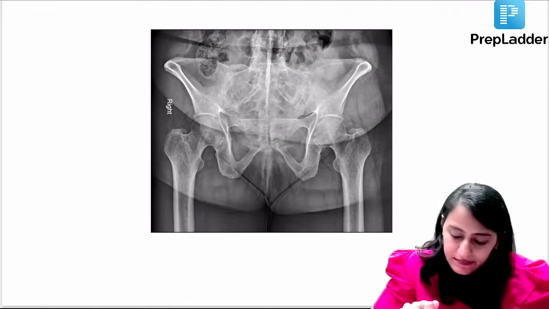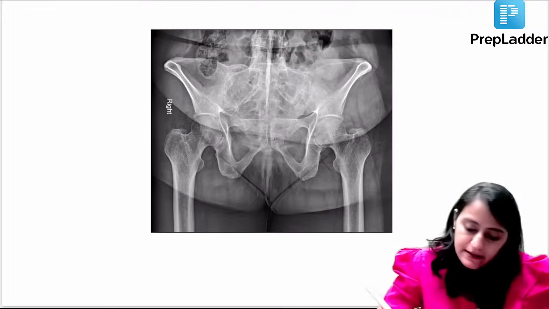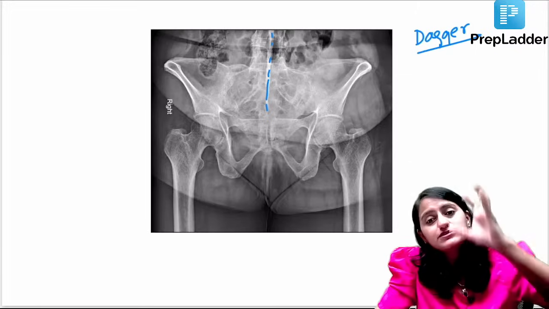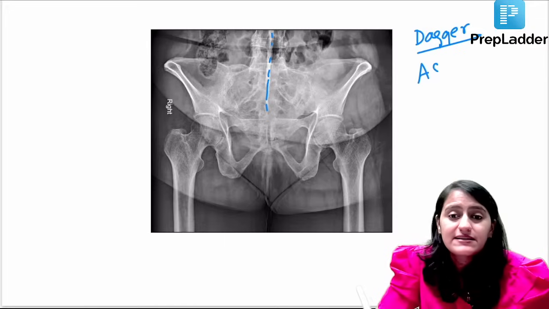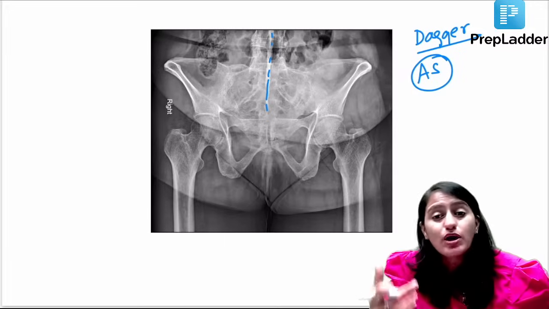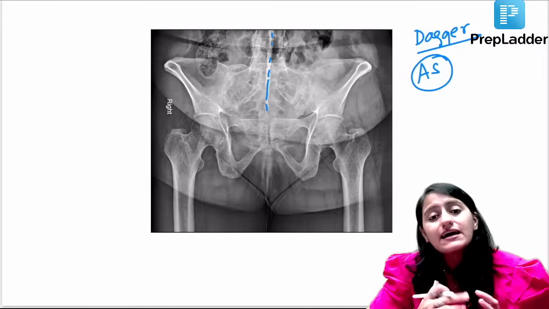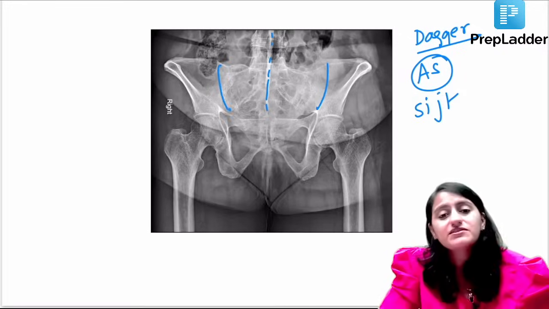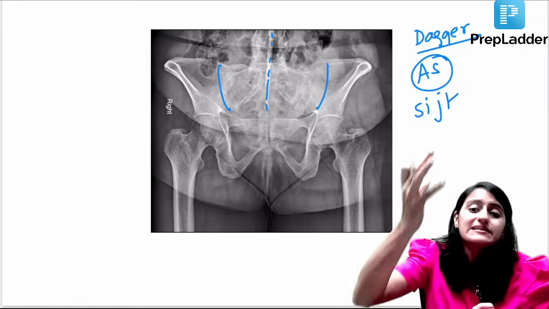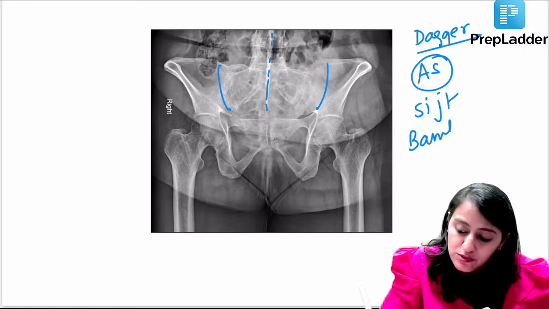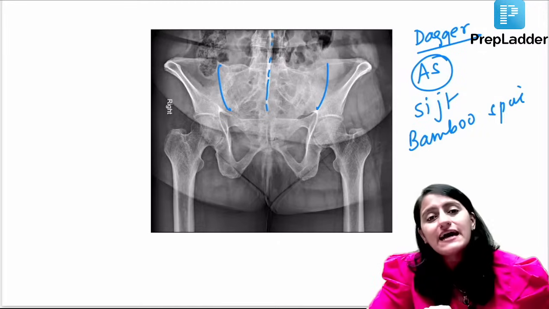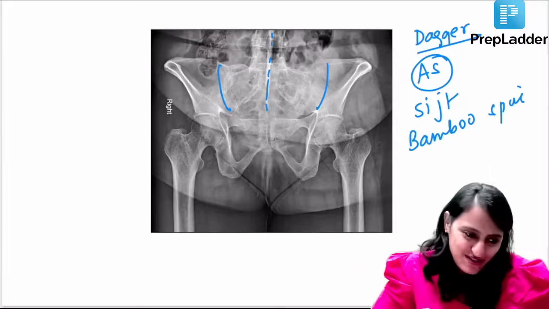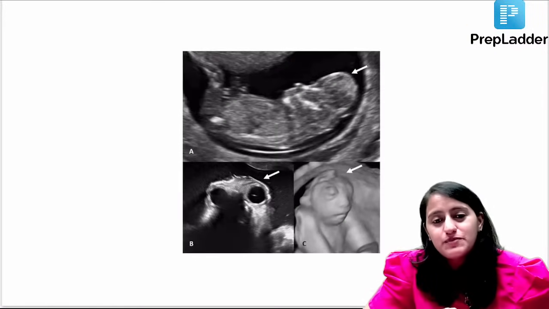Okay. Yes, what are you seeing here? Look at this white line in the center. That's the dagger sign, the fusion of the supraspinous and interspinous ligament. Dagger sign. Ankylosing spondylitis. Spondylitis means inflammation of the spine. Ankylosing means fusing. Where does it start? It starts in the SI joint. So you would see first the SI joints which are fused. Then the entire spine gets fused, giving the bamboo spine appearance. Right, bamboo spine, dagger sign, SI joint fusion, all this is seen in ankylosing spondylitis. Okay, HLA B27.